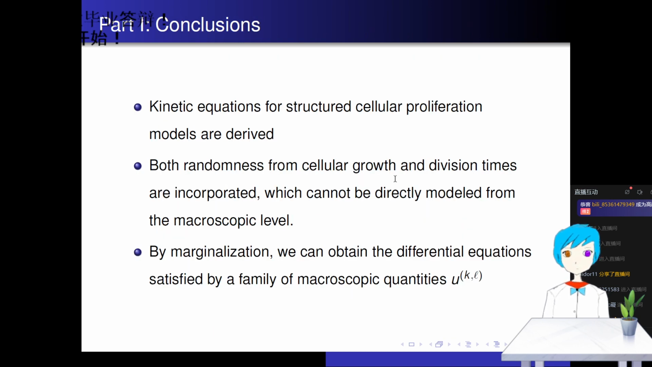So here are the conclusions for this part. We derived kinetic equations for structured cellular proliferation models. Both randomness from cellular growth and division times are incorporated, which cannot be directly modeled from the macroscopic level. We can write some equations intuitively, but it will be difficult to prove them, because we can have the Fokker Planck equation, but with division and newborn cells, it's hard to directly construct the boundary condition from the Fokker Planck equation.